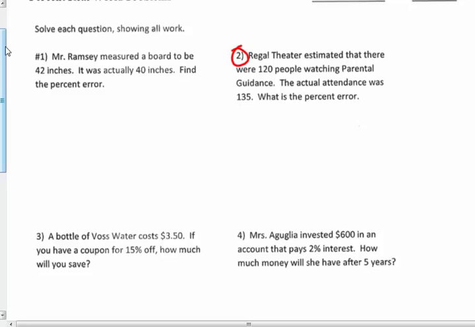Mr. Ramsey measured a board to be 42 inches. It was actually 40 inches. Oh, I'd be shocked if Mr. Ramsey was that far off. But find his percent of error.